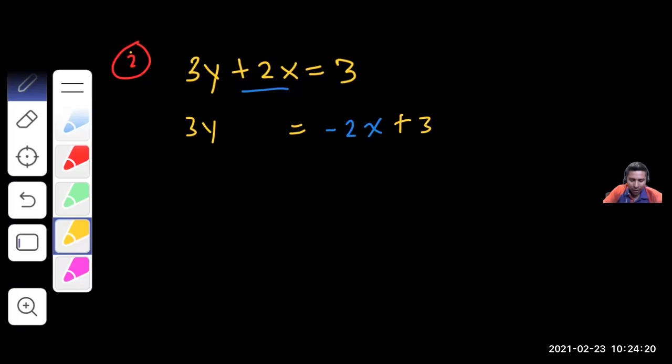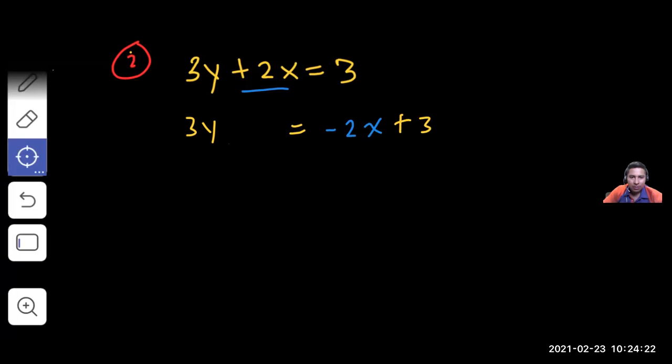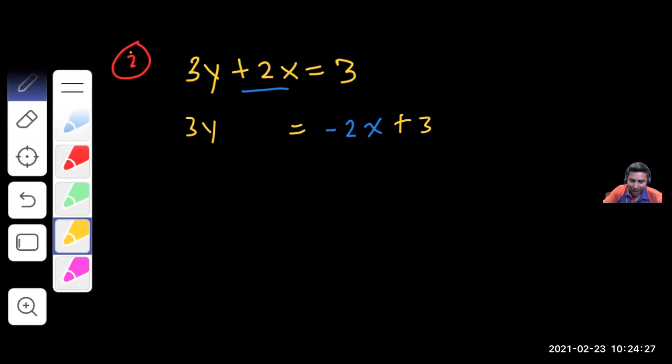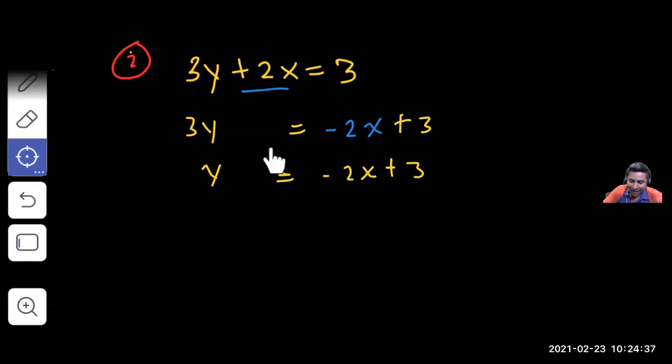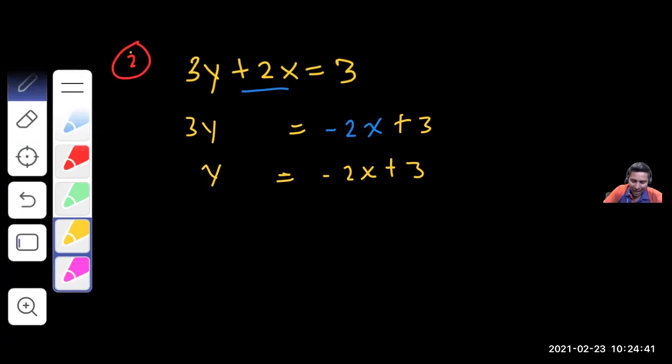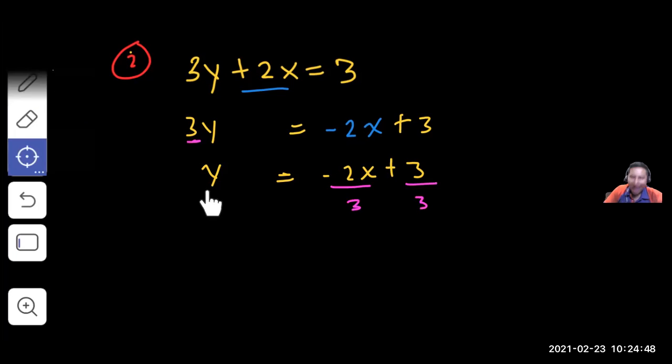Then let's look again. Is y alone? No, not yet. There is a 3 still. I will eliminate that 3. How do I get rid of that 3? Let me explain. I just copy this exactly as it is. This positive 3 is multiplying. On the other side, that 3 is going to be dividing. Dividing here and dividing here. Now, y is alone. That's my first goal.